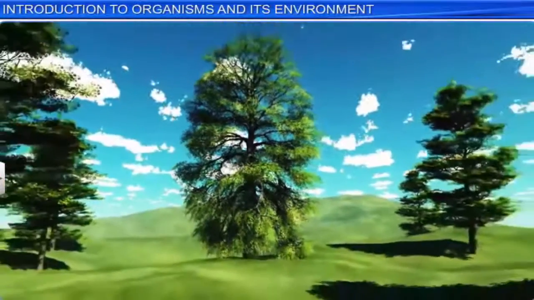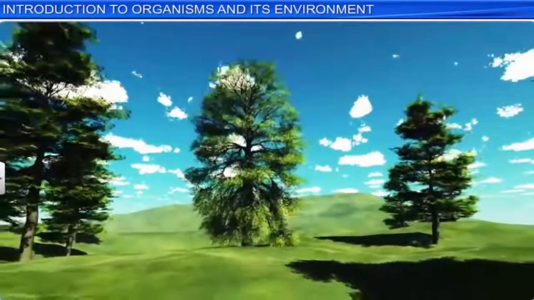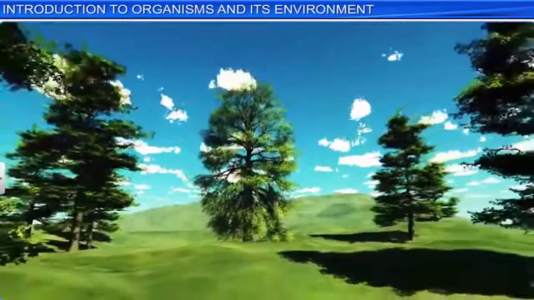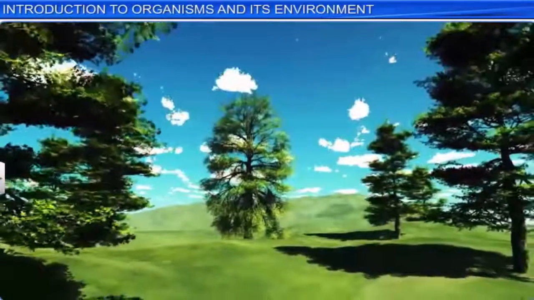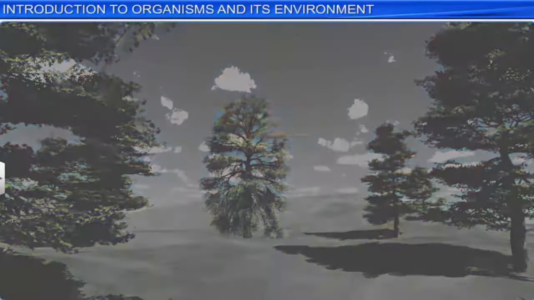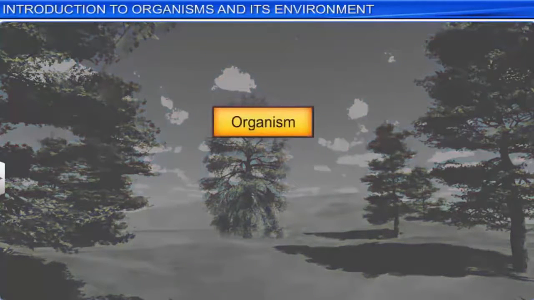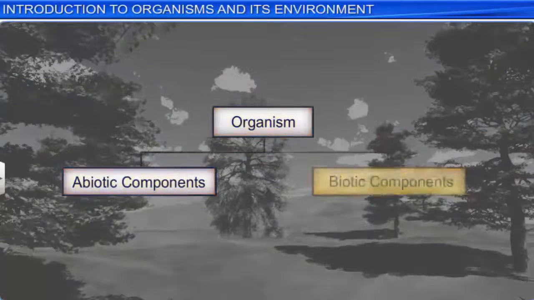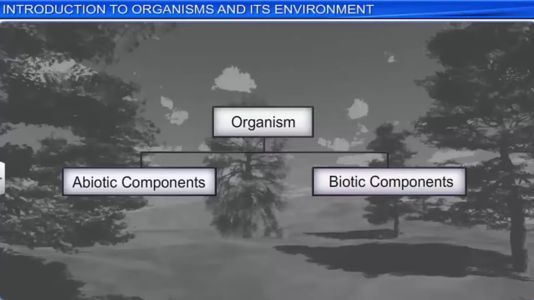When you look at this tree, you may think it is growing independently. However, the reality is that no living organism, including this tree, can grow in isolation. Every organism is surrounded by a host of abiotic and biotic components of the environment with which it continuously interacts.